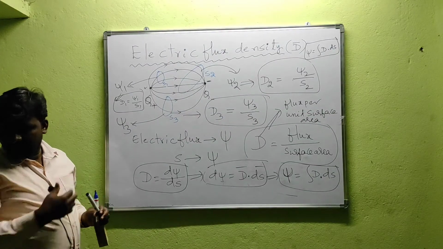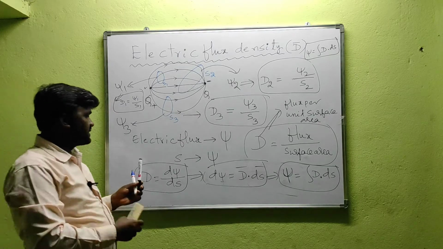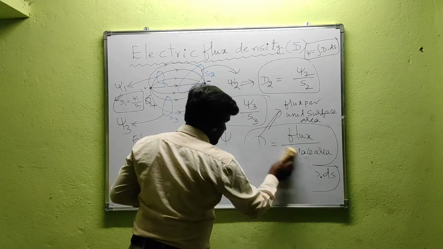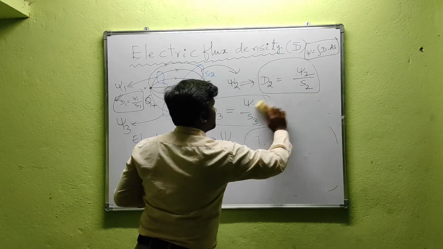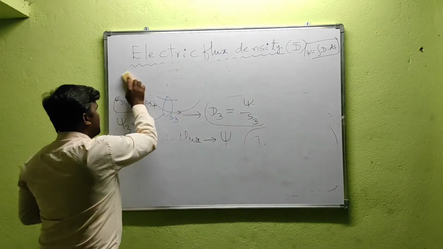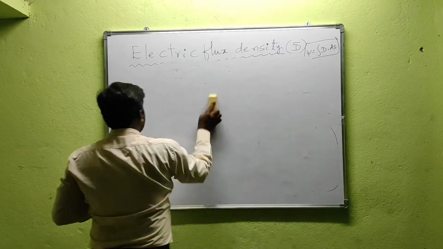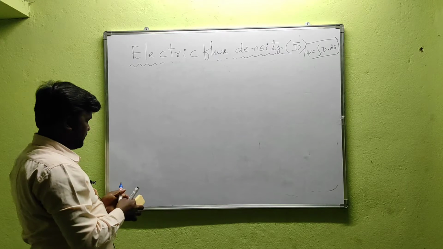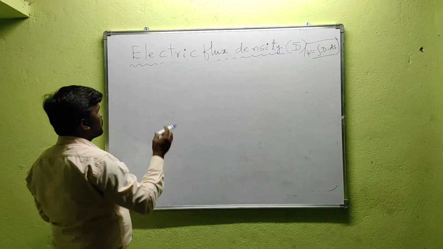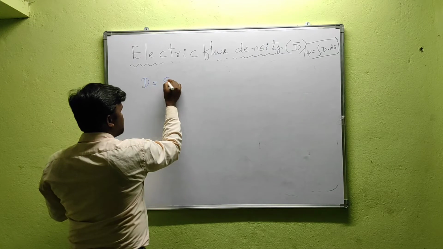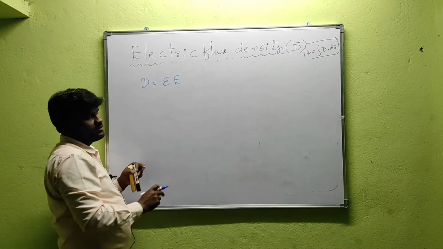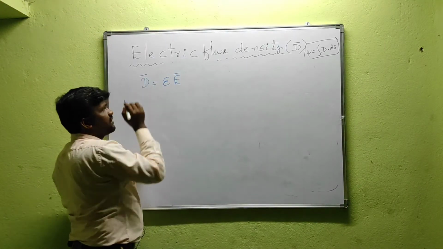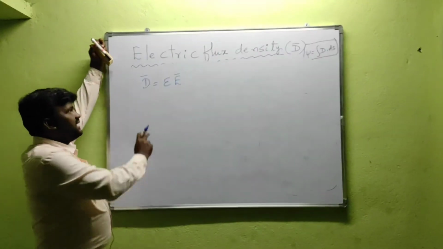Another definition for this flux density in terms of electric field intensity: electric flux density is a vector quantity, and it can be defined in terms of electric field intensity like this, D equals epsilon into E. Of course we know that epsilon is nothing but the permittivity of the medium. Epsilon times the electric field intensity is equivalent to the electric flux density, that is D equals epsilon into E.